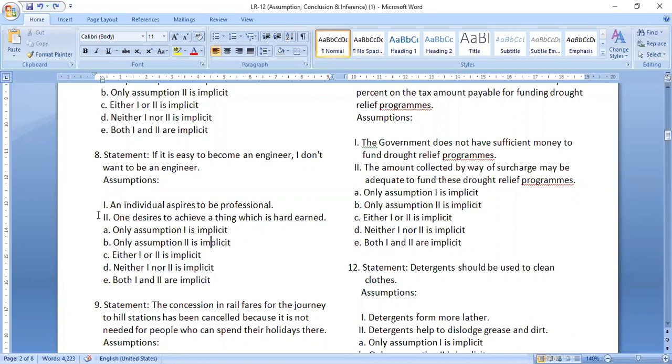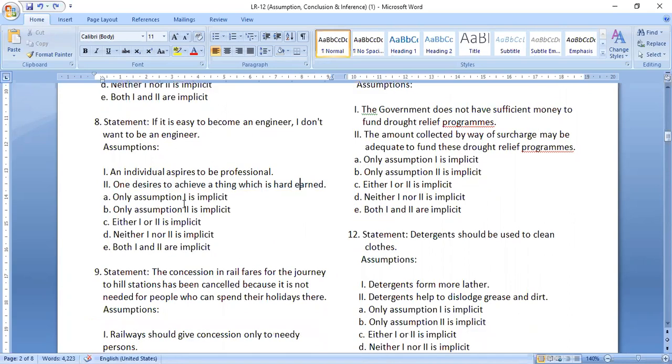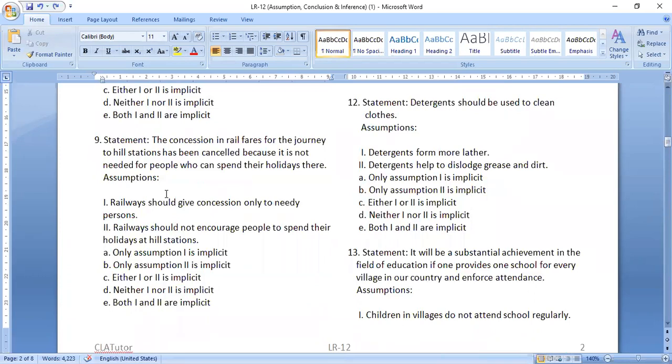They want you to look at this option and sort of mark it. So, one desires to achieve things which are hard earned. That's what they want you to do. So just give it to them. Yeah. Okay. Let's move on to 9.